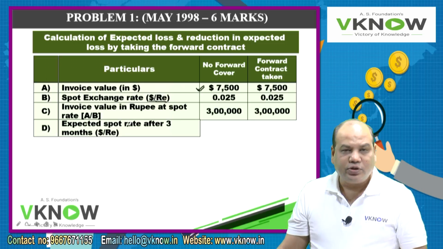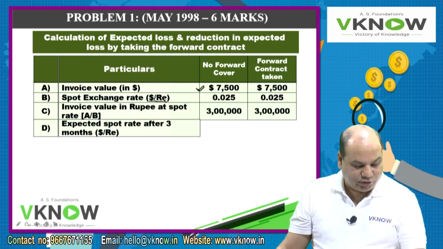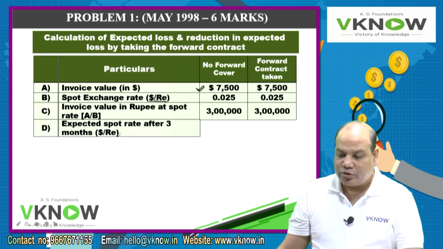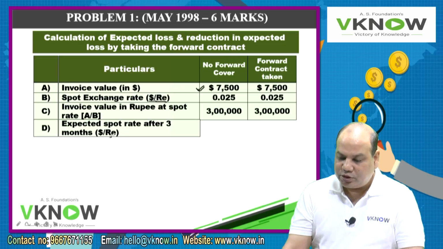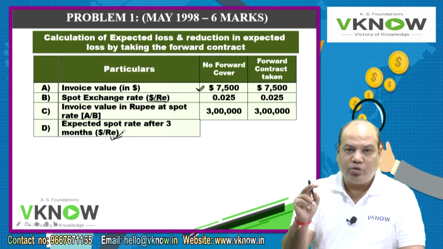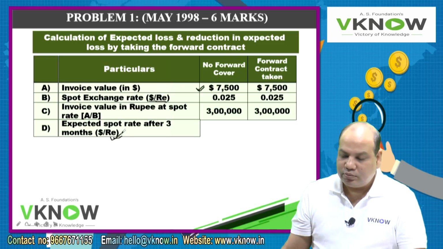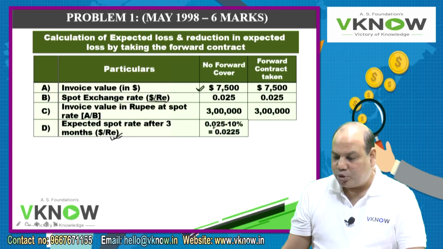For that, I need first the exchange rate. Expected spot rate after 3 months, dollar per rupees. We have been given dollar per rupees. We are given that the exchange rate declines by 10%, means rupee depreciates by 10%. If rupee depreciates by 10%, 1 rupee will fetch you less dollar, minus 10%. 0.025 minus 10%. This is 0.0225.